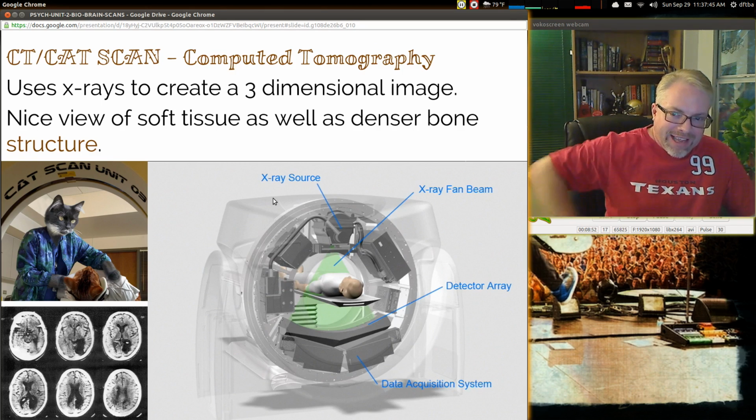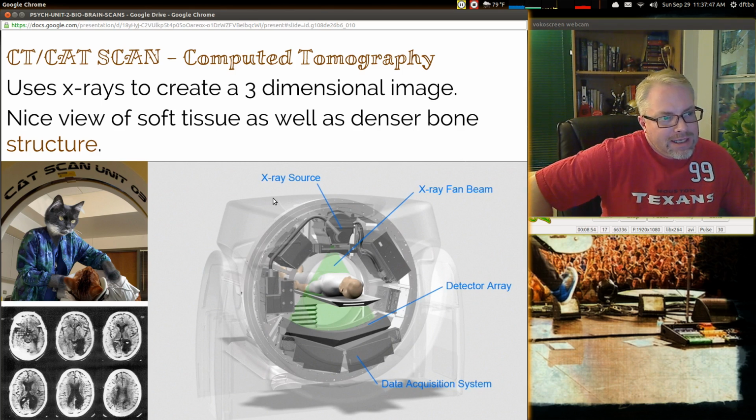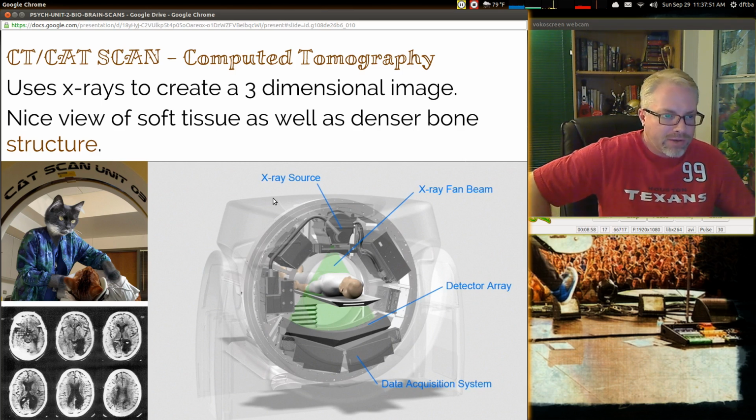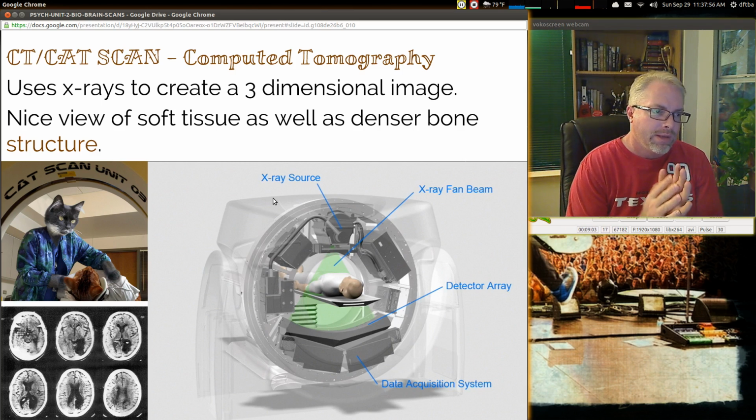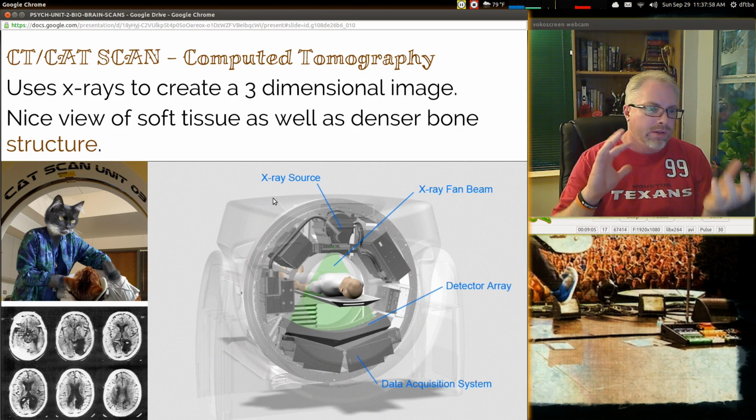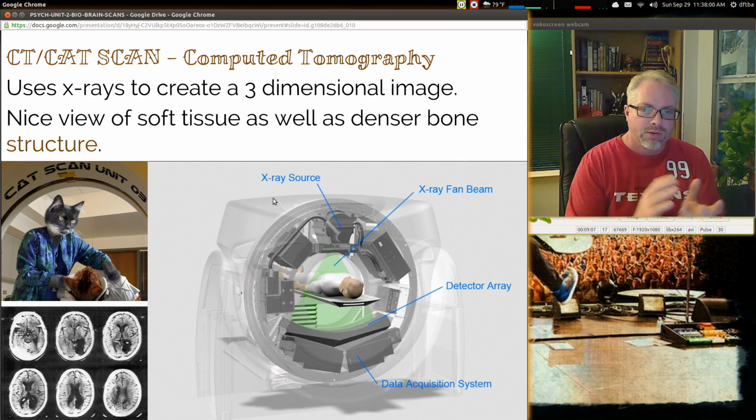And we have other things that can, like the CAT scan, the CT or computed tomography. This uses X-rays to create a 3D, or three-dimensional, image. So it's a nice view of the soft tissue as well as the denser bone structures.